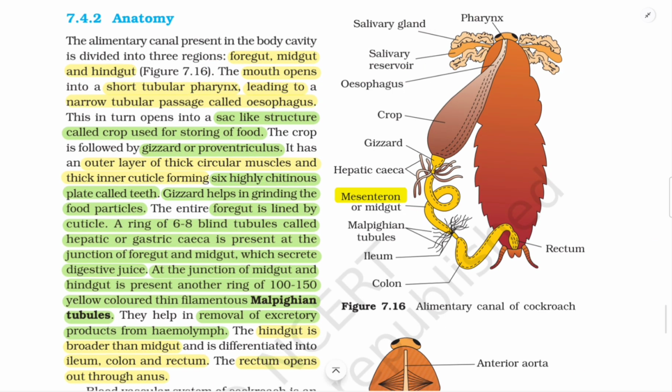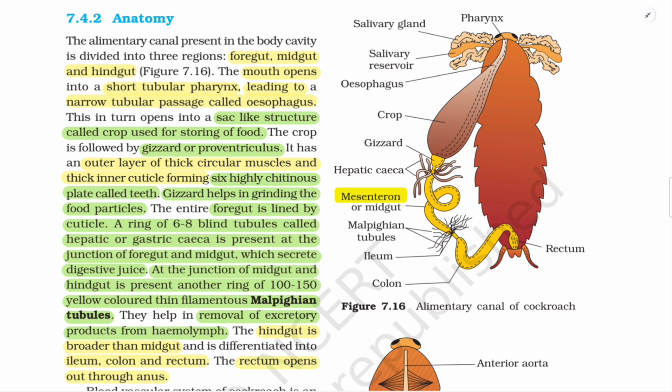7.4.2 Anatomy. The alimentary canal present in the body cavity is divided into three regions: foregut, midgut, and hindgut. Figure 7.16. The mouth opens into a short tubular pharynx leading to a narrow tubular passage called the esophagus. This in turn opens into a sac-like structure called the crop, used for storing food. The crop is followed by the gizzard or proventriculus.